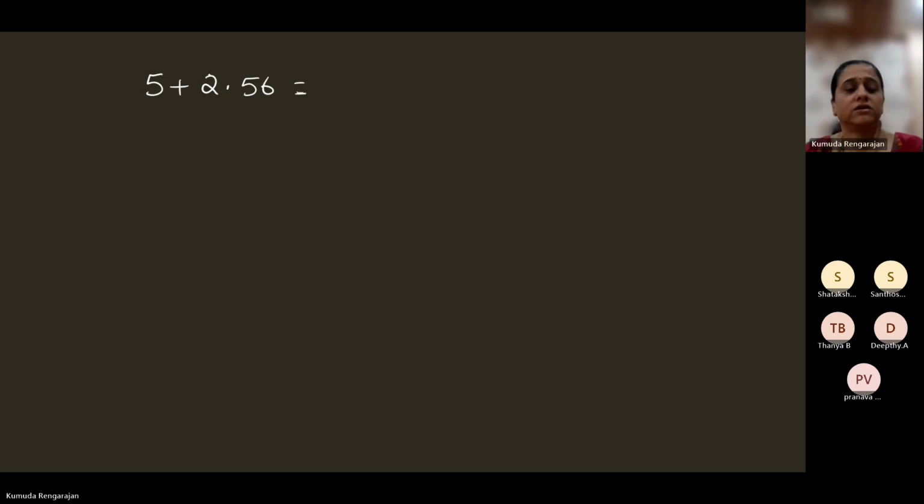Okay. So 5 means 5.00, and write 2.56 below 5.00. When you add or subtract, you must place the numbers in such a way that the decimal point is aligned. The decimal point should fall one below the other. So 5 is nothing but 5 point. You can add as many zeros as you want.